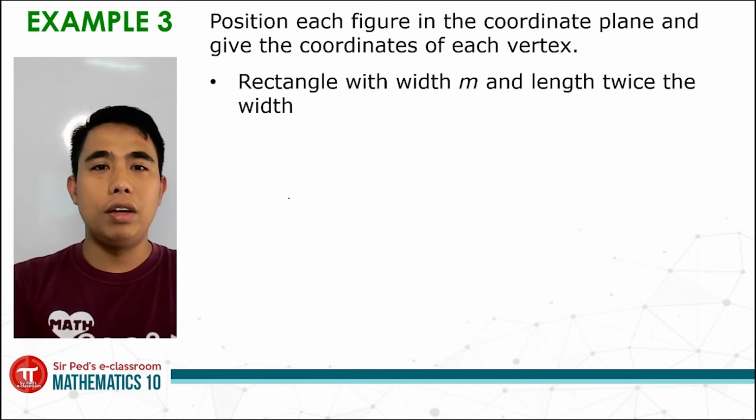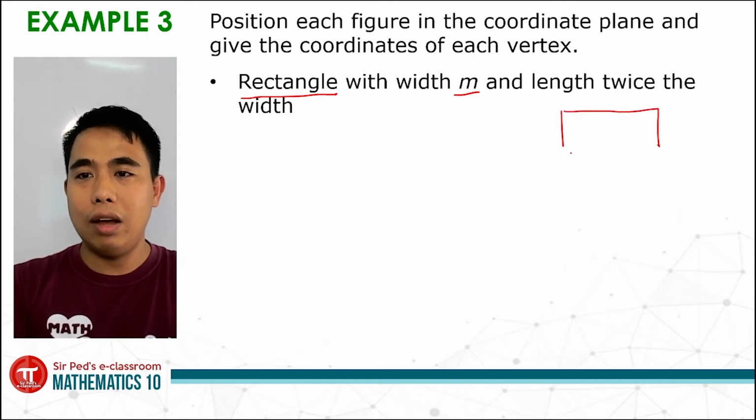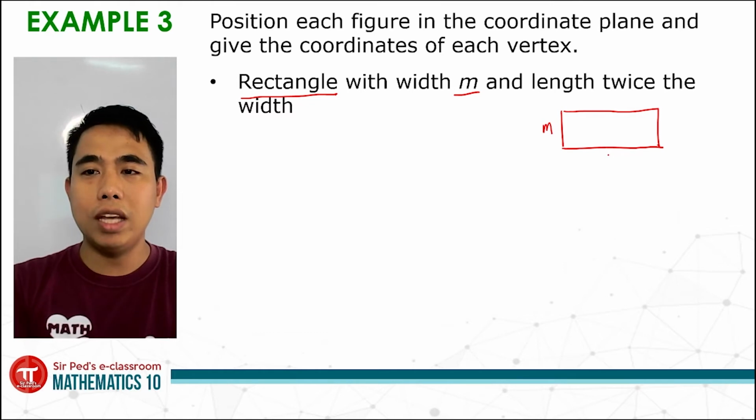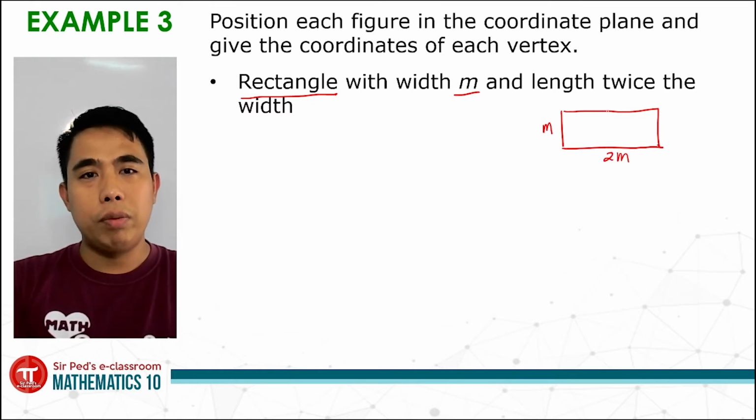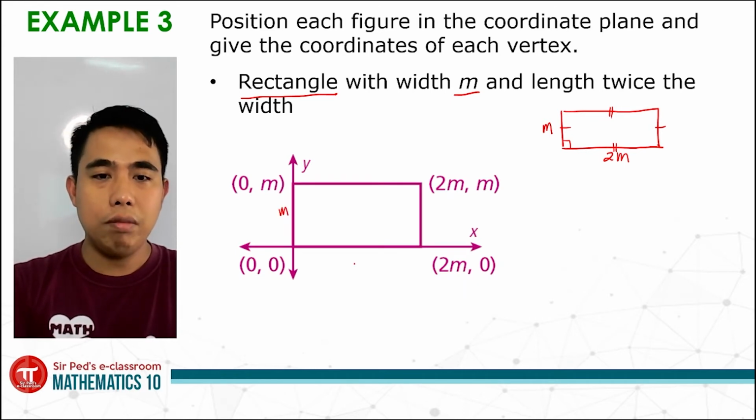So for example, a rectangle with width m and length twice the width. So our rectangle has a width of m. Its length is twice the width, so it will be 2m. What is the property of a rectangle? It has right angles too. Opposite sides are congruent. So we can position it in this form. The width is m, and the length is 2m.